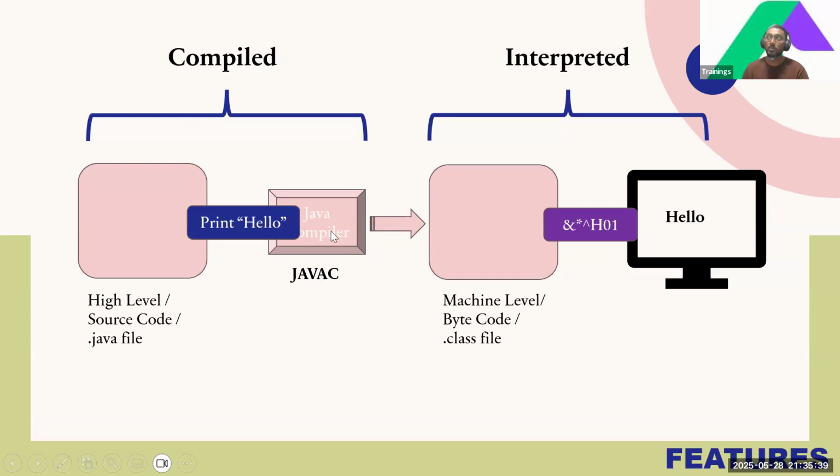Everyone understood why we need to compile the code and then execute the code? Why can we not directly execute the high level language? Because high level language is user understandable, and the machine will understand only low level language. So the Java compiler is doing the translation job, converting high level language to low level language. That makes Java compiled and interpreted.